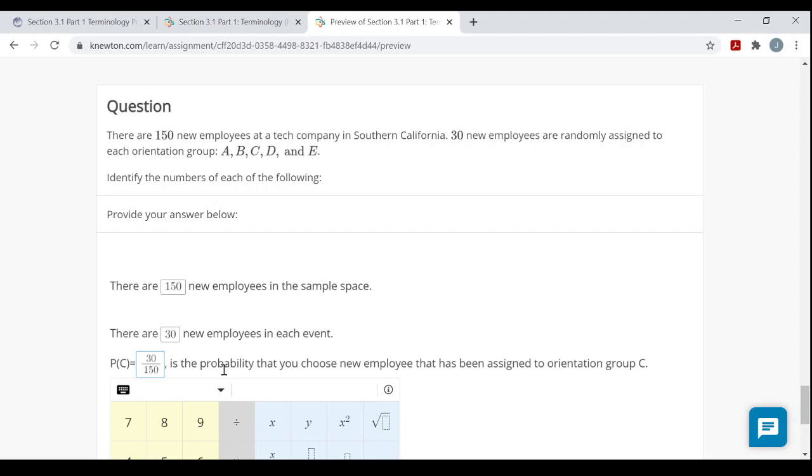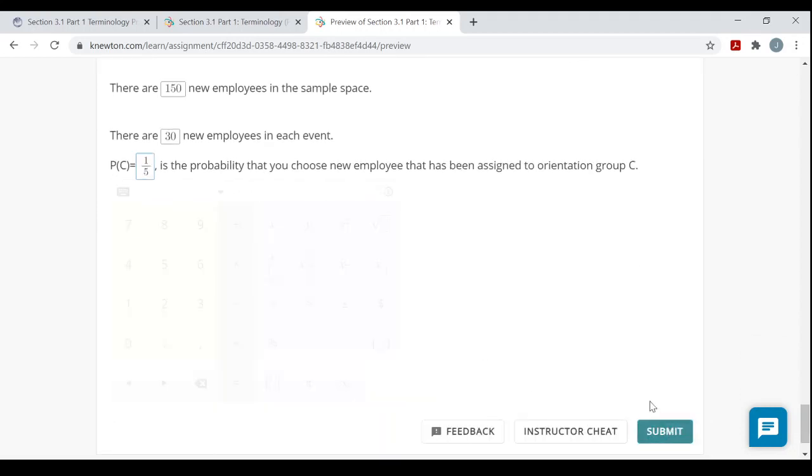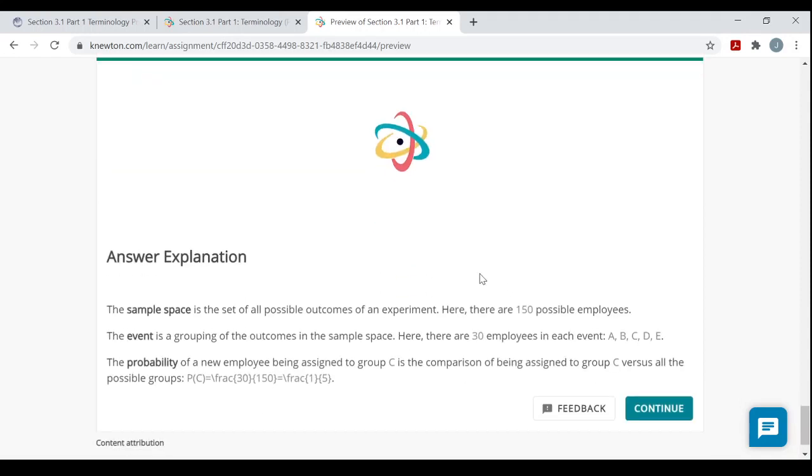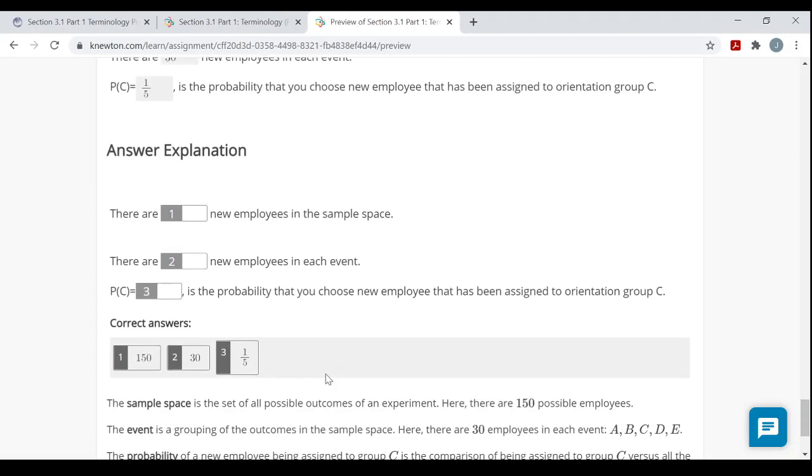But 30 out of 150 reduces to 1/5, 1 out of 5, which makes sense, hopefully, because if you're picking an employee, there are only 5 possible groups they could be in. The sample space would have these 5 groups, and C is one of them, and they're equally broken up into 30 in each. So you'd have a 20% chance, or 1/5 probability, of being in group C. And that's correct.